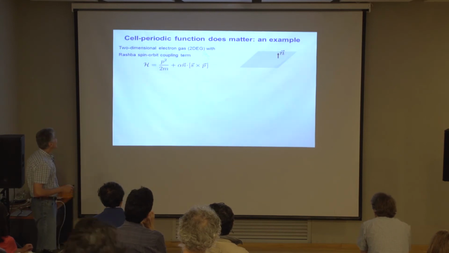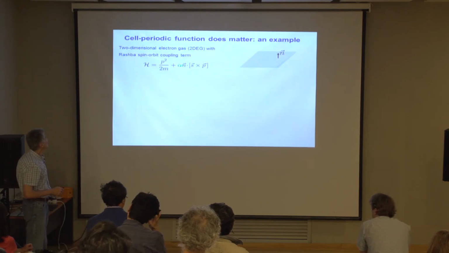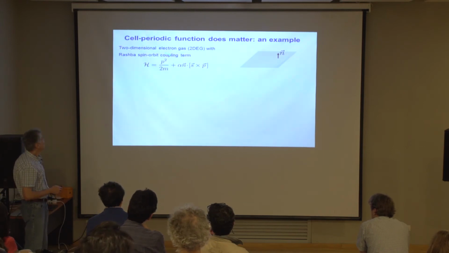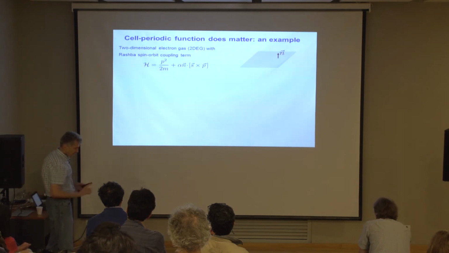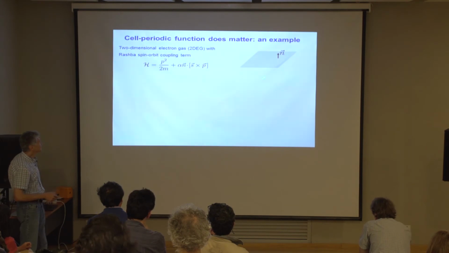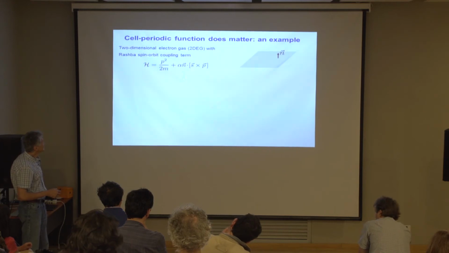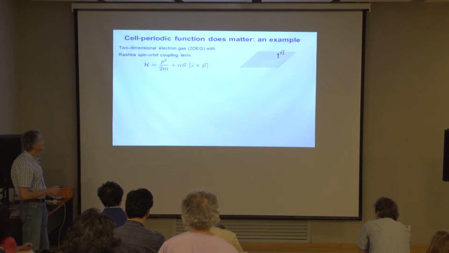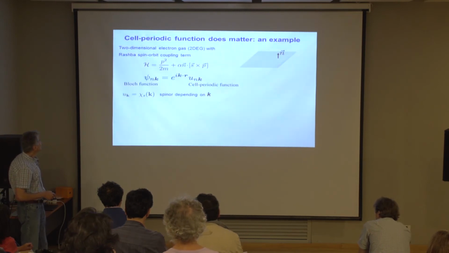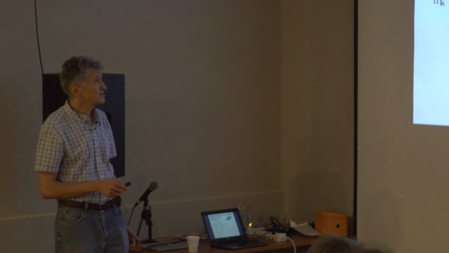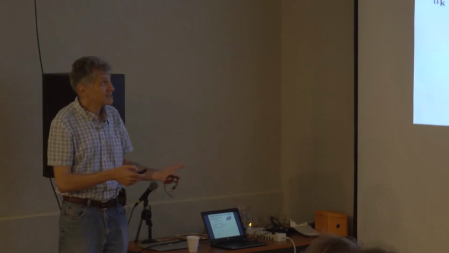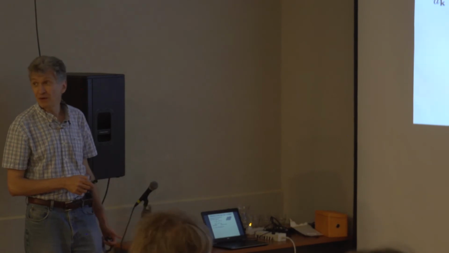And that's beloved by many of us, the Rashba spin-orbit coupling term added to p squared over 2m. So basically, you can think of a 2D gas in some well, which breaks inversion symmetry. This creates a term in the Hamiltonian, which is the normal to the surface times S cross P, where P is momentum. Let's take into account that there is a cell-periodic function. In this case, because I look seriously at spin, this cell-periodic function is a spinor, and it's important.